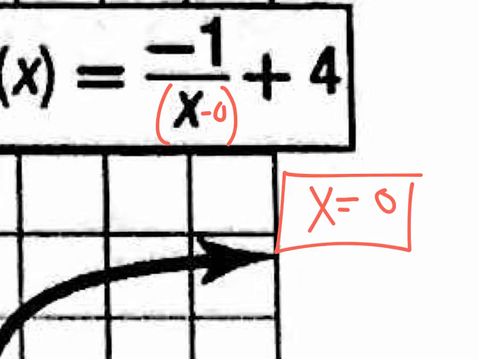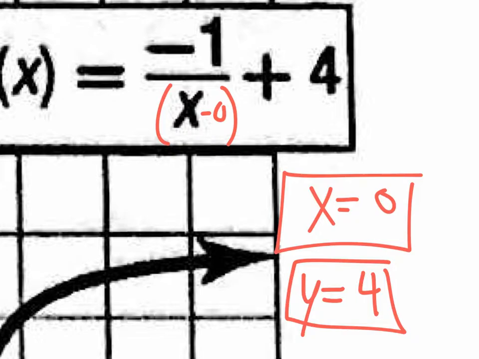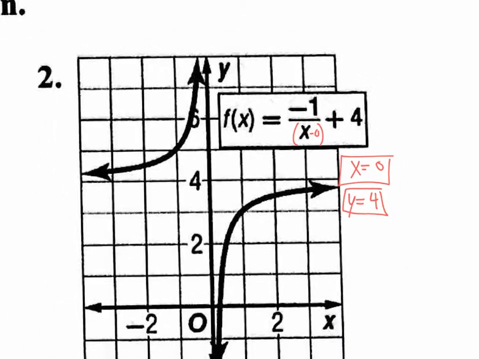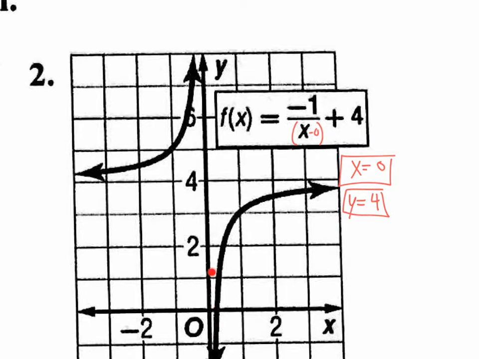Plus k. So it's 4. And that is your horizontal asymptote. So what's your vertical asymptote? It's x equals 0. So where's the vertical asymptote x equals 0? It's right here, right on the x equals 0. And what's your horizontal asymptote? It's at y equals 4, right there.